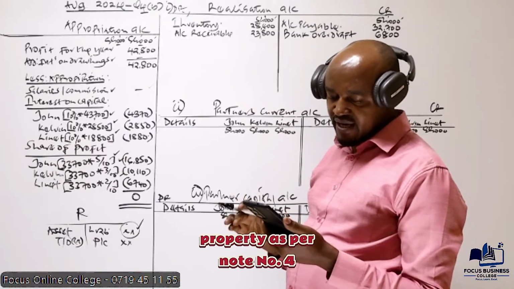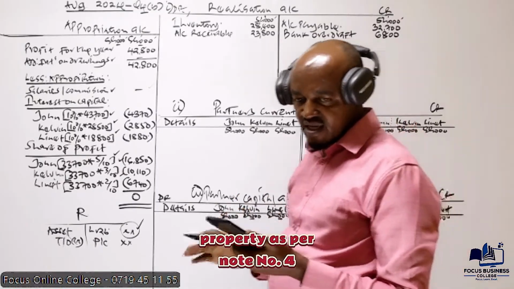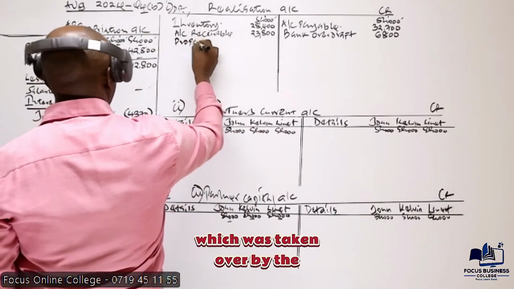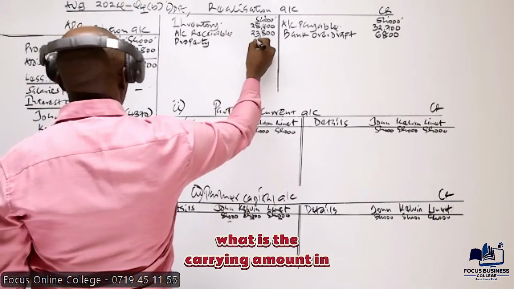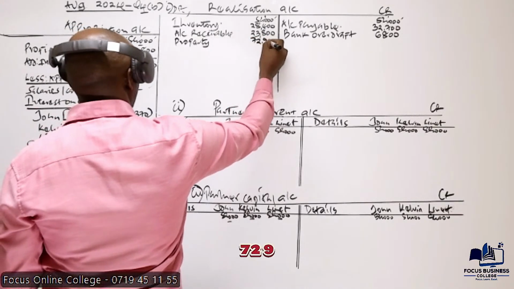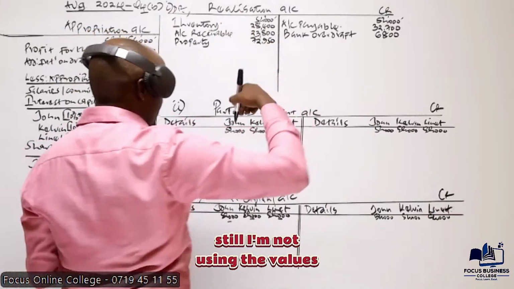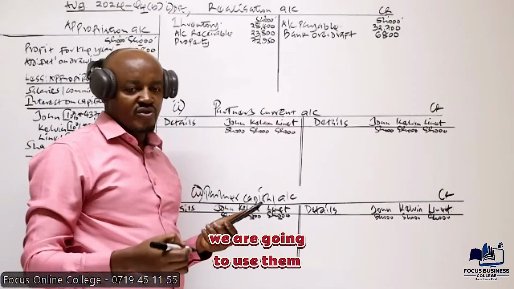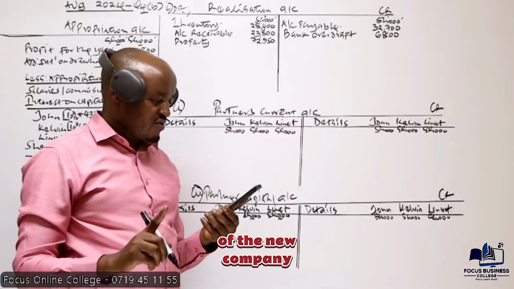So then we go to the other item, which is down here, and that is the property at carrying amount. Property, as per note number 4, was taken over by the new company. So that is an asset which was taken over by the new company. What is the carrying amount in the trial balance? 72,950. I hope you can see I'm not using the values we have in note 4. Those are the fair values. We are going to use them when opening the books of account of the new company.